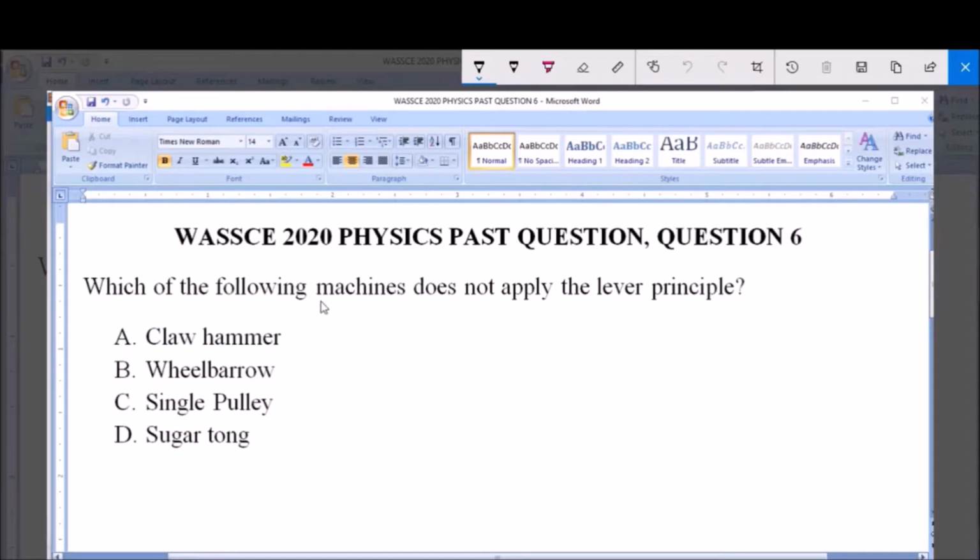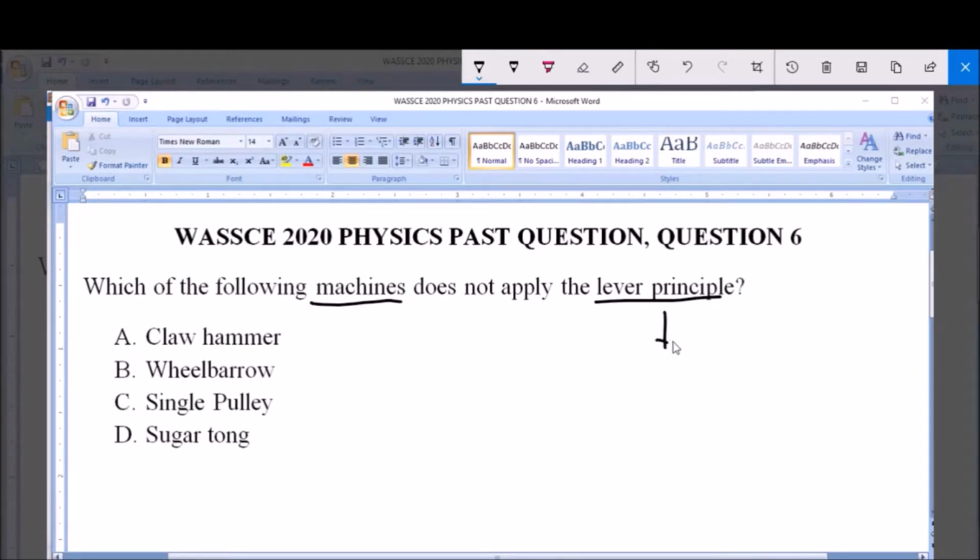And we know machines as what? Machines are equipment that are used to overcome large resistance by applying small or simple efforts. Now, a lever is a type of machine, and this covers several equipment or tools that make use of the lever principle. This lever principle enables large resistance to be overcome with little force.